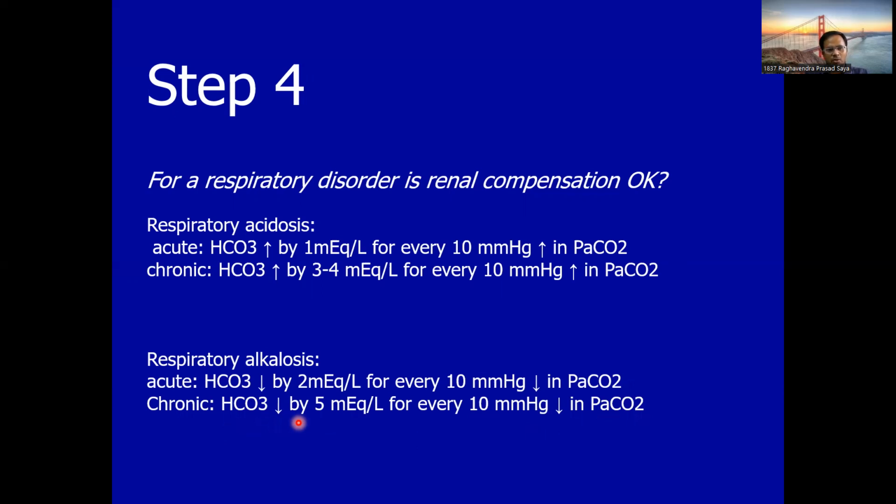So in case of acute, that is less than 24 hours, the renal compensation is not adequate. That is why the change in bicarbonate is very less in case of acute respiratory acidosis and also acute respiratory alkalosis. In case of chronic, that is whenever the duration is more than 24 to 48 hours, the renal compensation comes into picture. That is why the increase or the decrease in bicarbonate is more for a given change in PCO2.